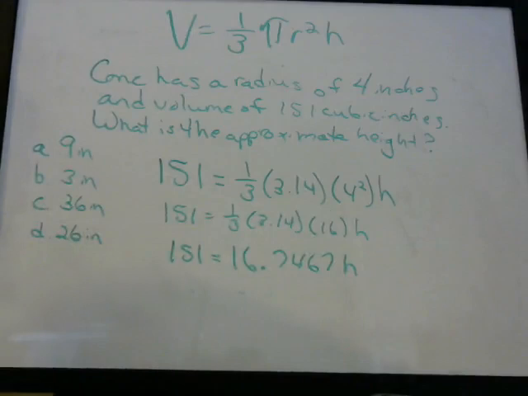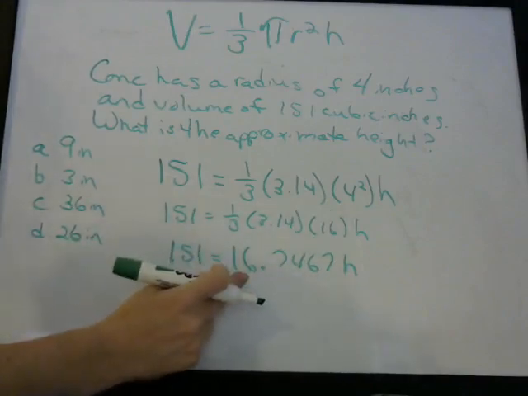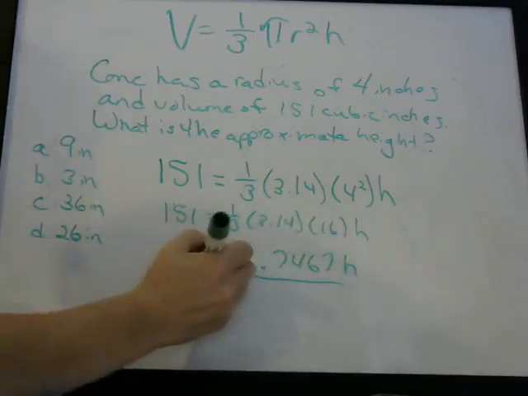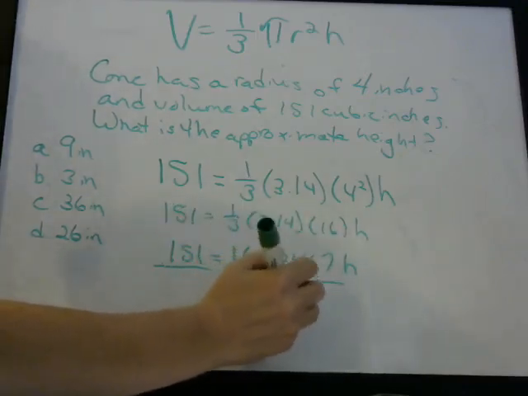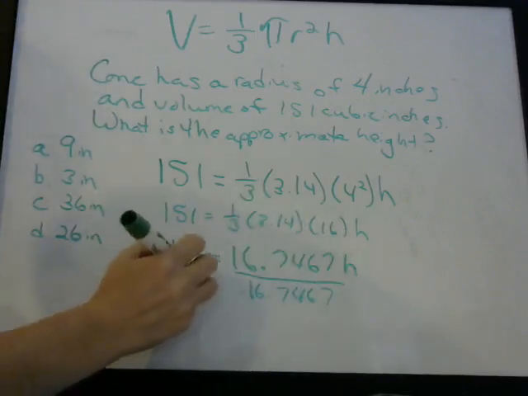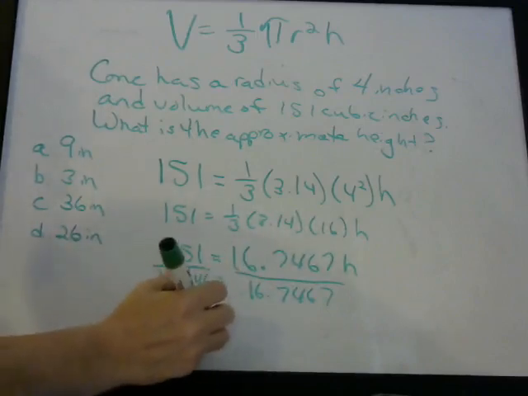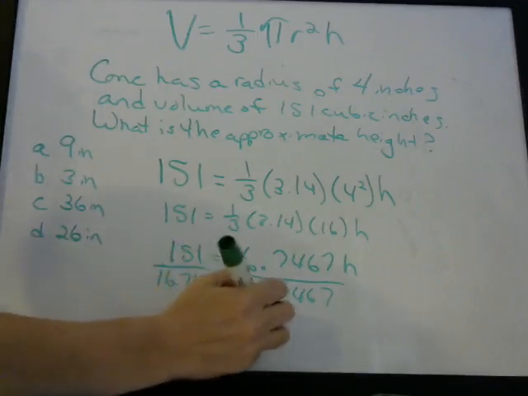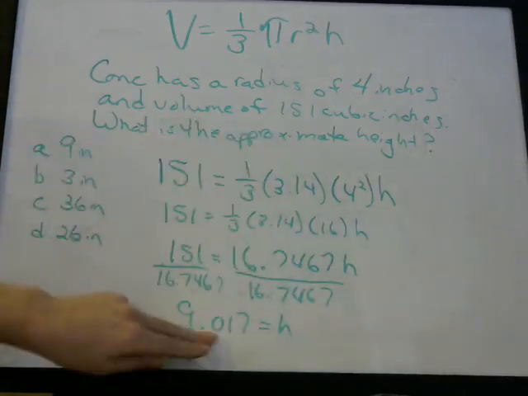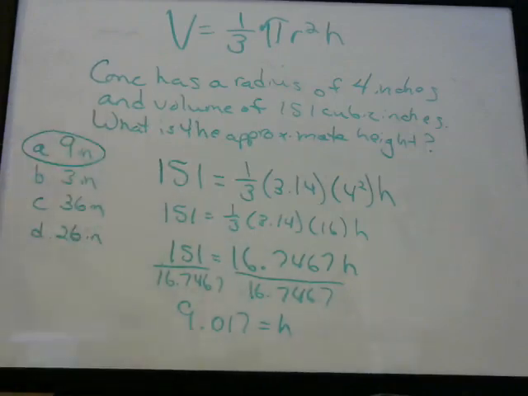How do we solve for height? This is just a normal algebra problem, so we need to get rid of the 16.7467. So to get rid of that, you divide each side. Again, if you don't know how to do this, you need to watch the video. You divide each side by 16.7467, and you end up with 9.017 equals height. So that is approximately 9 inches. So that would be the answer to this question.